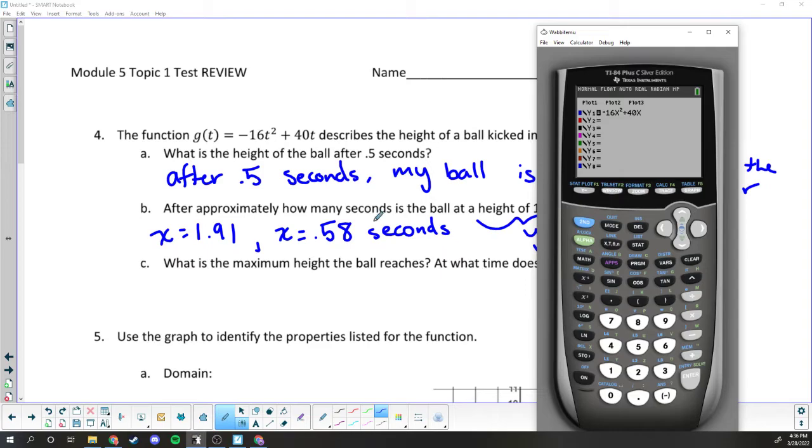Because now I didn't answer part C, which is saying find the maximum height the ball reaches, just like the old days. Second trace into maximum. And then left bound, we have to select somewhere on the left side of our curve. So I'm going to scroll all the way over until I get to the left. That's on the left for sure.